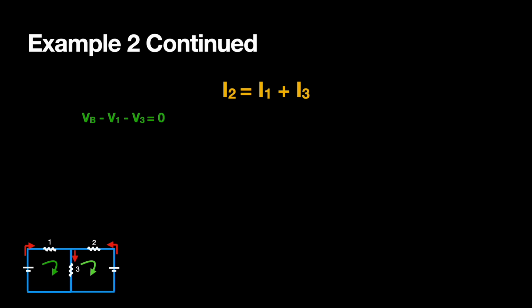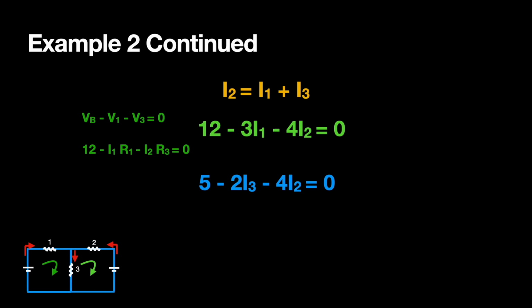Now, we can use Ohm's law to substitute for voltage, and we get this expression. And since we know the resistance of each resistor in that expression, we can get this final expression as our second equation. Applying that same logic to the second loop, or the one on the right, we can get this expression. And now we have three equations and three variables, which means we can just use a calculator to solve.